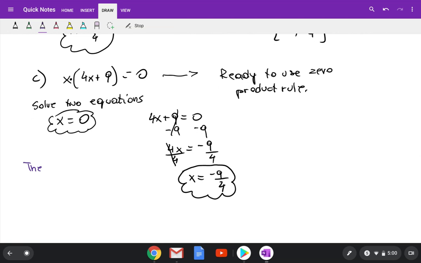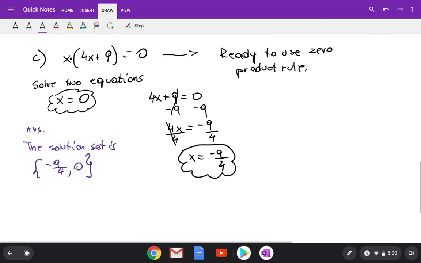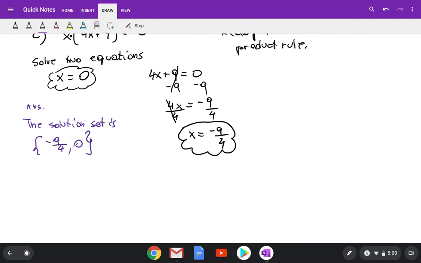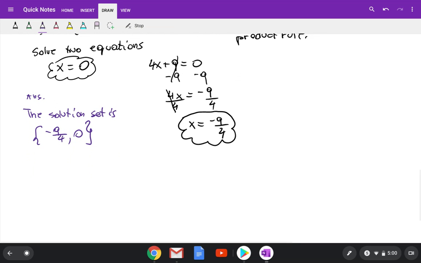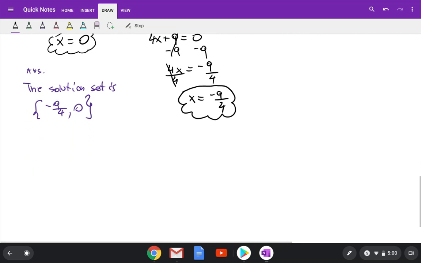The solution set. So the answer of this problem will be this way. The solution set is, and just list your solution. Negative 9/4, comma 0. Since we're listing the solutions, I'm putting the smallest one as the first one. However, if you don't keep them in order, not a big deal. It's still correct. Okay, so that was the zero product rule.